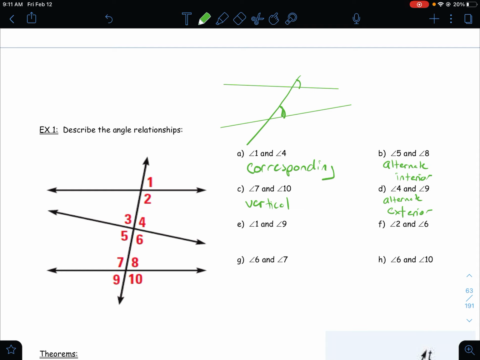All right, next they ask for 1 and 9, which is kind of confusing, right? You look at it, you're like, oh gosh, but you can really just ignore this guy in the middle, right? And you can see that you've got 2 alternate exteriors as well. And then we've got 2 and 6. All right, 2 and 6 are going to be corresponding, again, because they follow this pattern here.